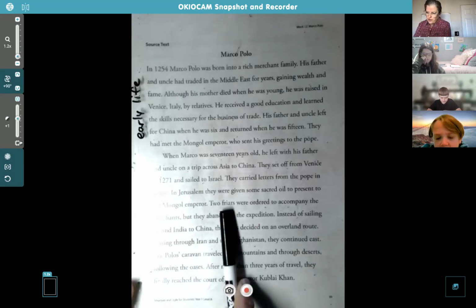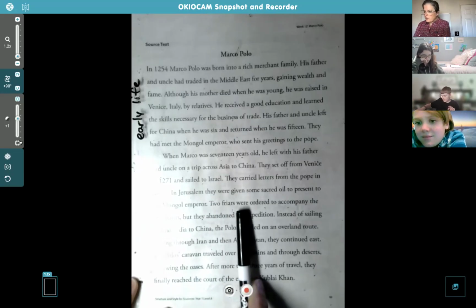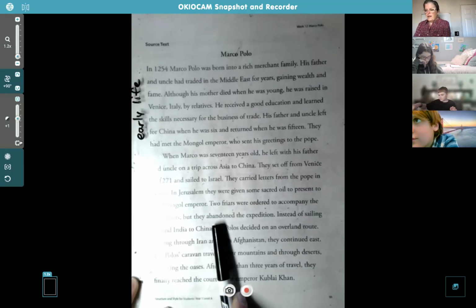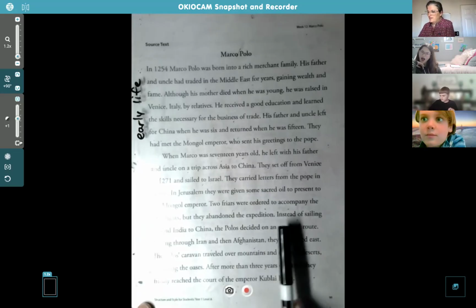Two friars. Now, friars are people in the Catholic Church, and they are other types of leaders in the Catholic Church. And they were ordered to go accompany the merchants, but they abandoned the expedition. That just means they went for a little bit and then they left. They had other things to do, I guess, so they left.